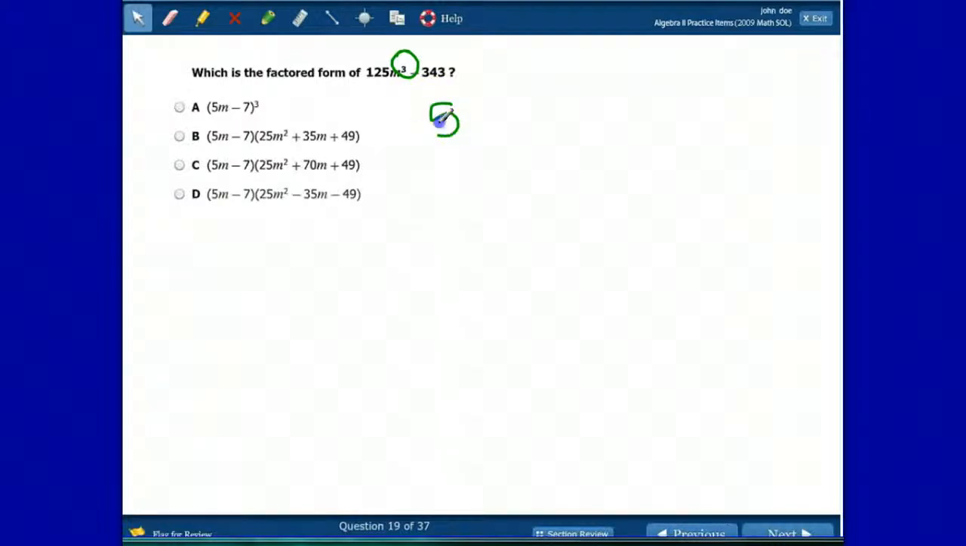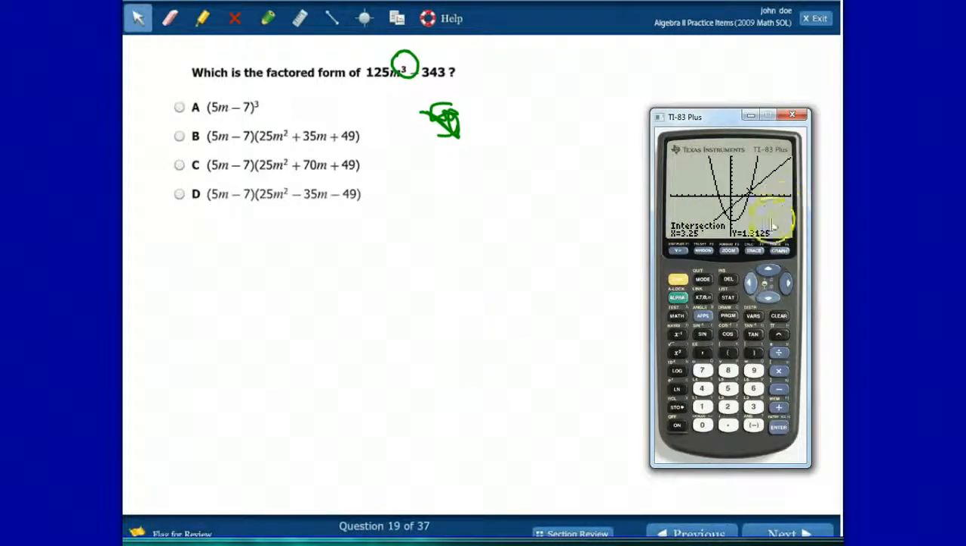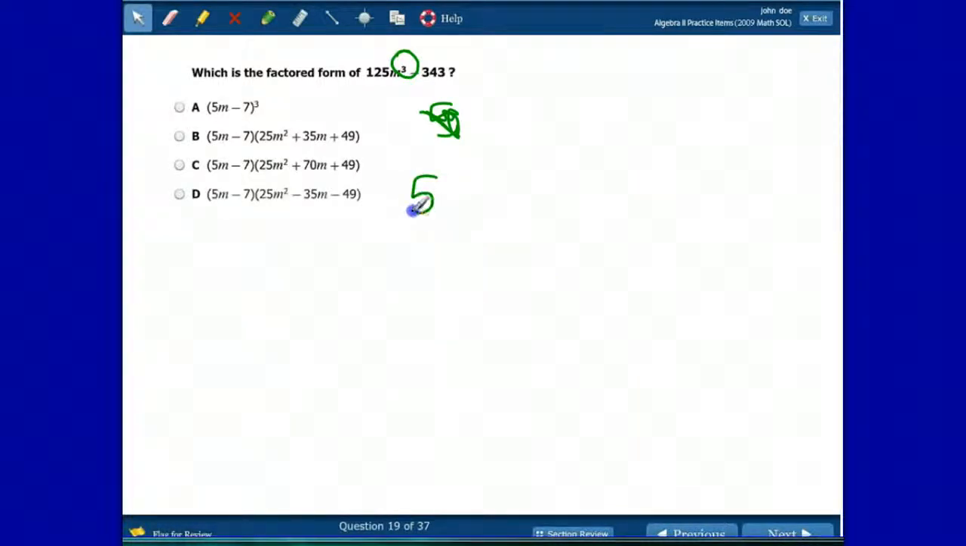So what you're going to do, I don't want to tell you what the answer is yet, but basically you have cubes. So you need to figure out what things are being cubed. So when you use your calculator, I don't think mine's still up anymore. Maybe it is. Oh, good, it's still working for me. I can go to my math key and pick number 4 right here. Pick number 4 and type in 125. And it's going to give me 5. So I know that one of my terms is 5m.